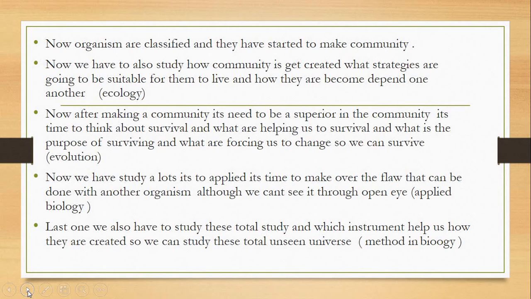Now we have to understand how the community depend on one another and what are the different strategies by which communities are adapted to survive. It means that we have to learn ecology. After that, how the community get involved and which community is suitable for that. From that, we have to know that we can know from evolution. So we have to basically learn evolution.